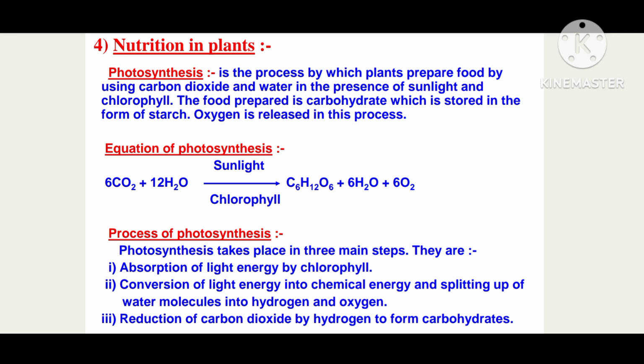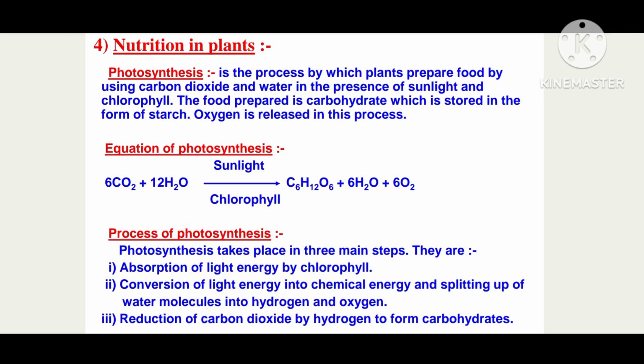In this process, what happens? The plants take carbon dioxide from the atmosphere and then utilize that carbon dioxide for the preparation of the food, and release the oxygen which is necessary for human beings for the respiration process.